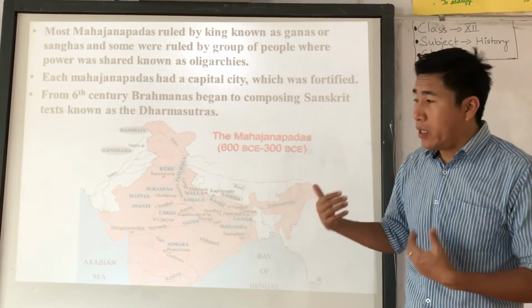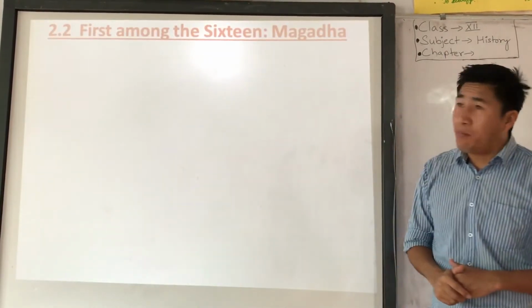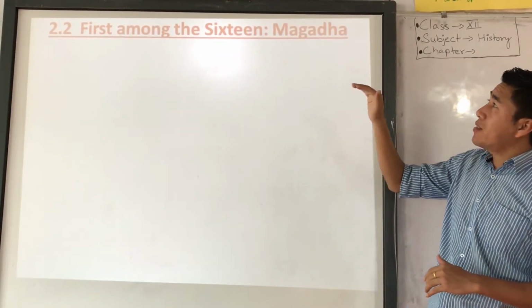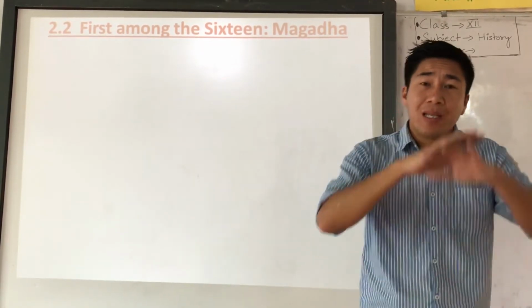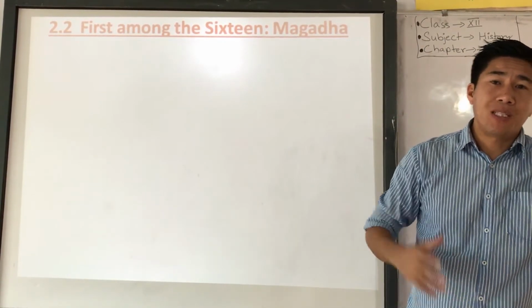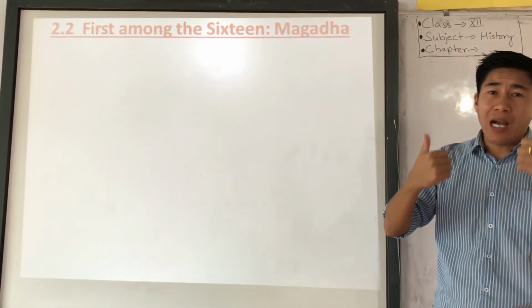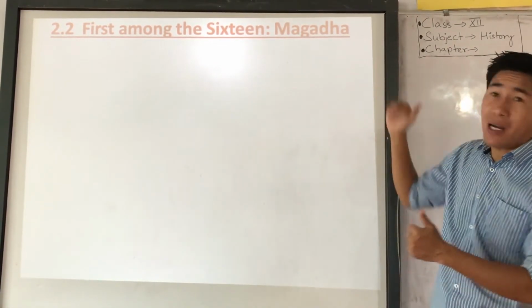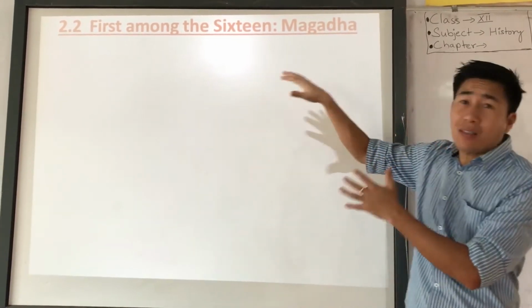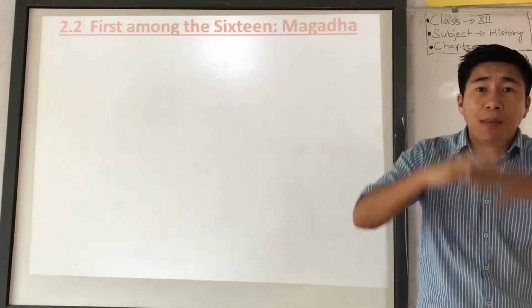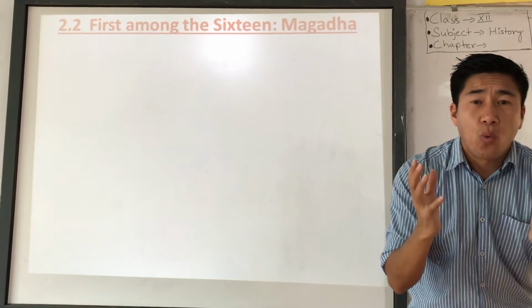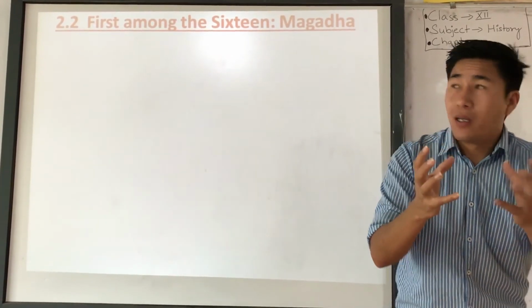Understood? So next we are going to discuss the first among the 16. Now we know about the 16 Mahajanapadas mentioned in Buddhist and Jain texts, right? Now the topic itself gives you an idea about the first among the 16 Mahajanapadas. The first among the 16 Mahajanapadas means which is the most powerful Mahajanapada among the 16.